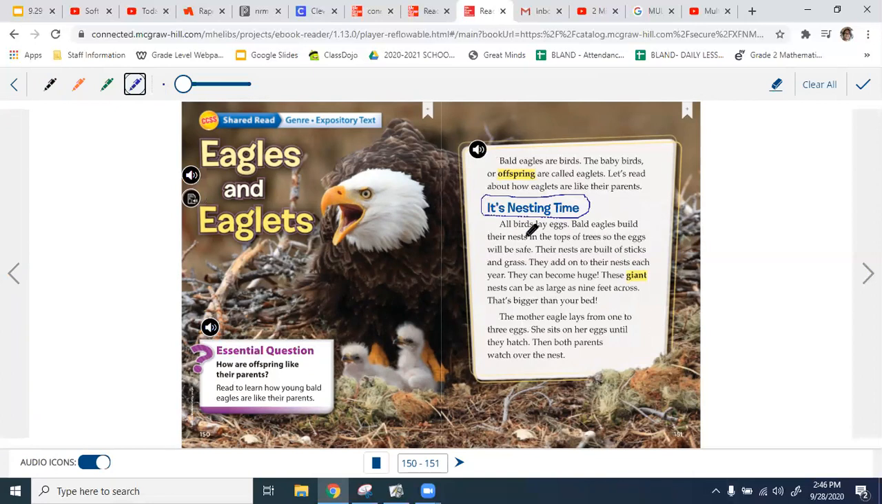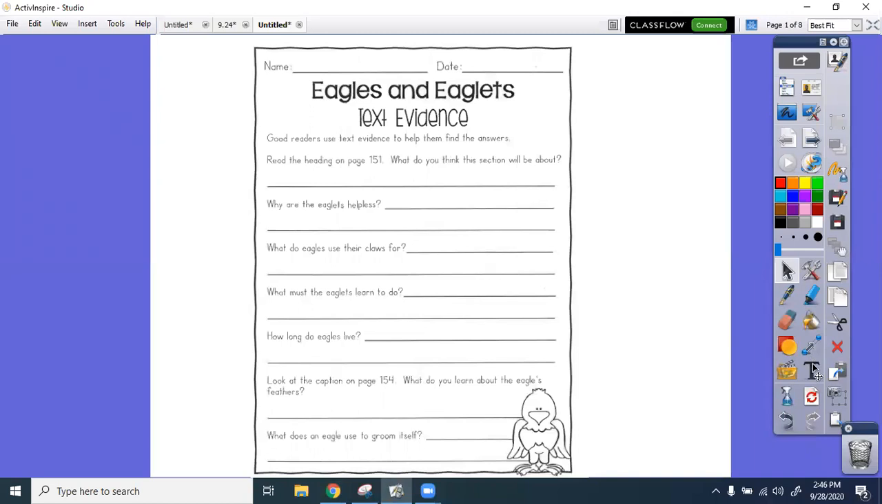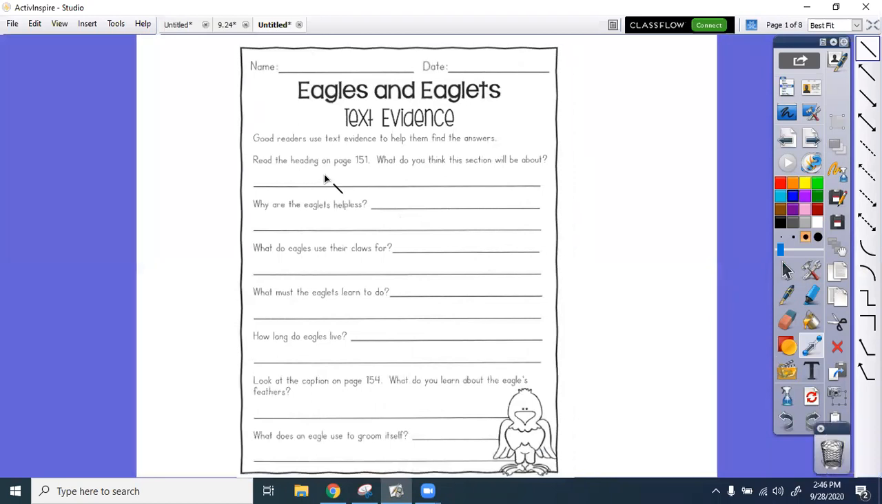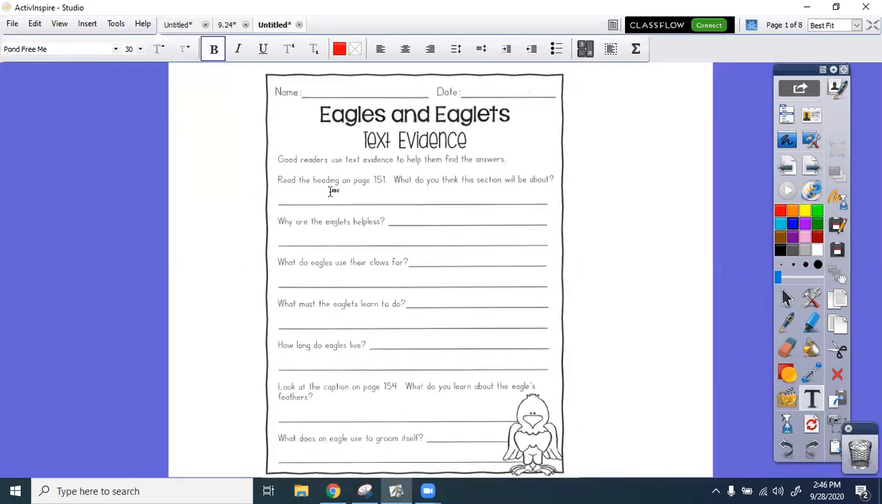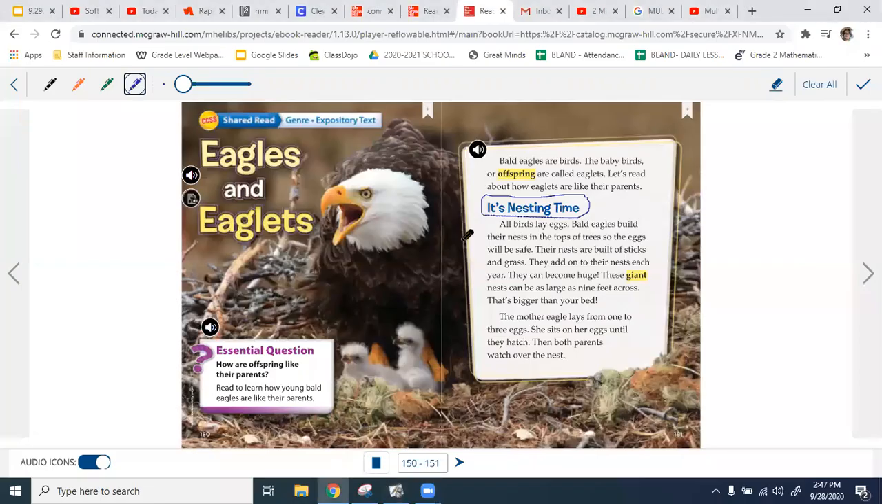Well, the title of it is The Nesting Time. So just from looking at the fact that it says the nesting time and we read this paragraph, what did we find out that this section was about? If you said the bird's nest, you are correct. This section is about the bird's nest. It's about the eagle's nest. And we got a chance to use our apostrophe S to show possession. So yes, definitely is the eagle's nest. I hope that's the answer you chose as well.